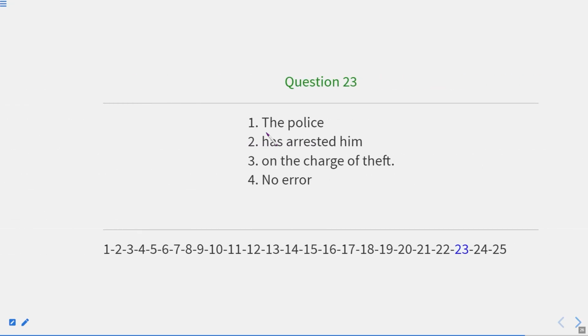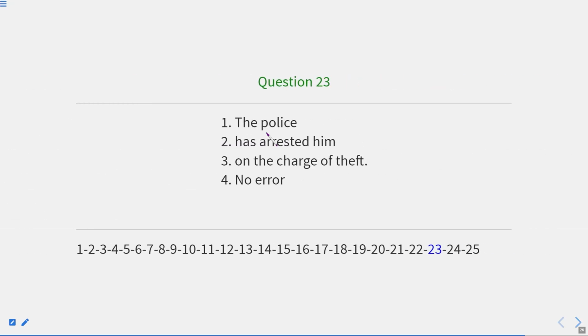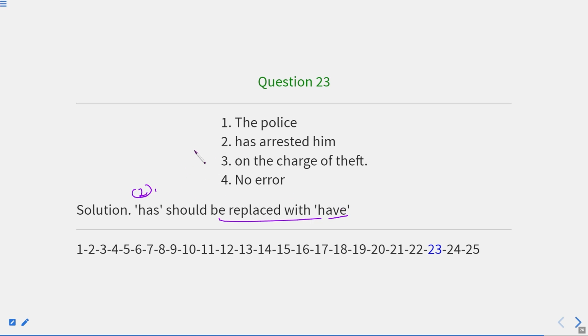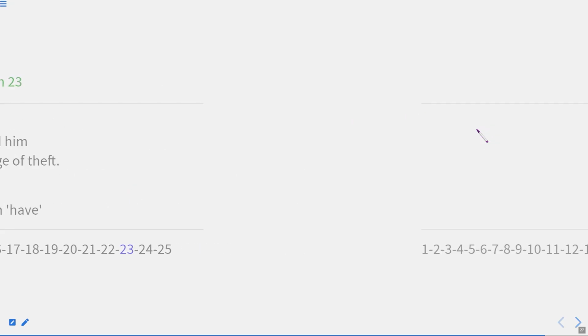Now let us move to the next one. This is question number 23. The police has arrested him on the charge of theft. The police is always considered plural noun. Okay, and if it is plural noun, we need to write plural verb. So this has should be replaced with have arrested. Okay, so here has should be replaced with have. Okay, so the answer will be second. Okay, solution will be second, where this has should be replaced with have. Okay, because police is always considered common plural noun.